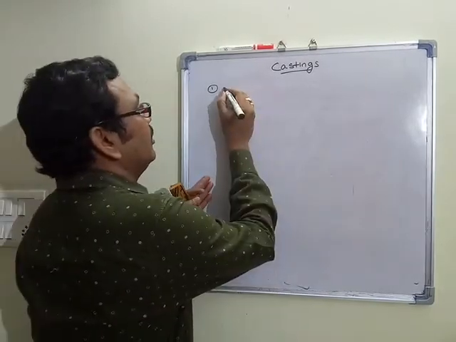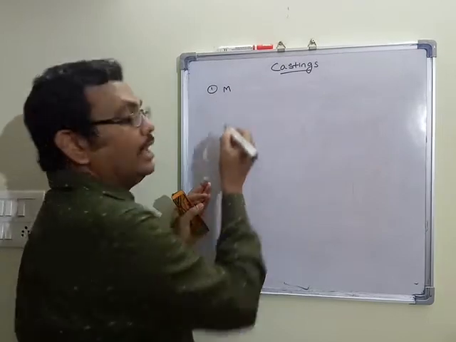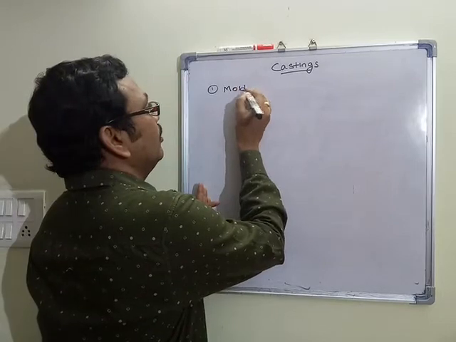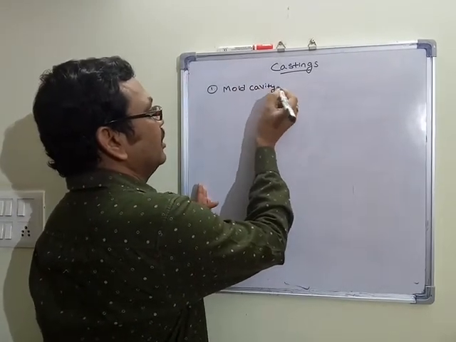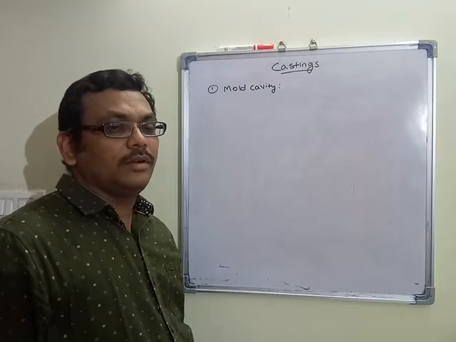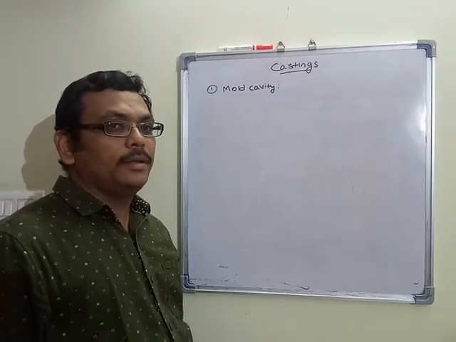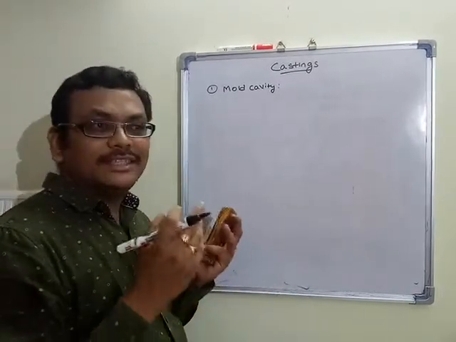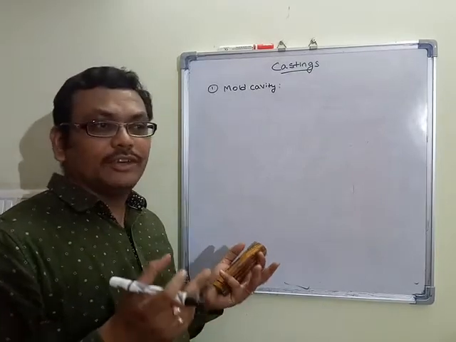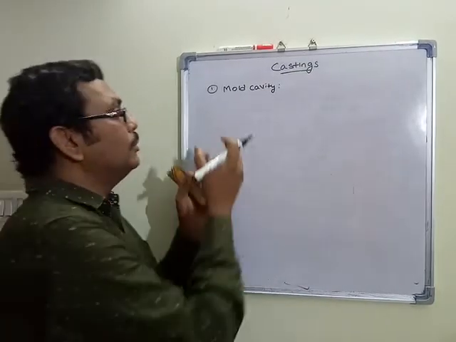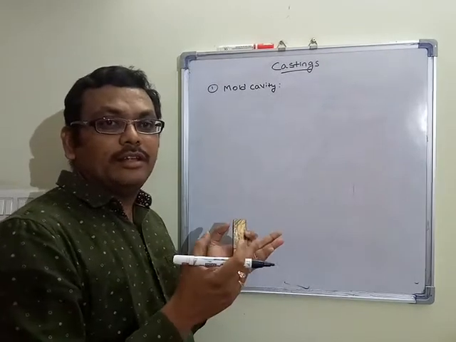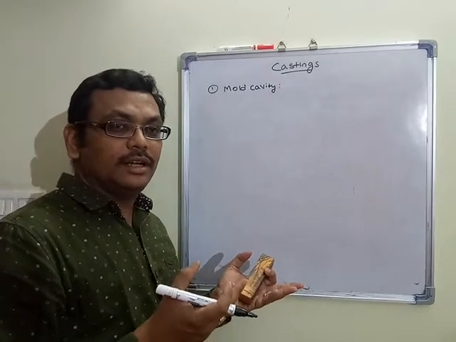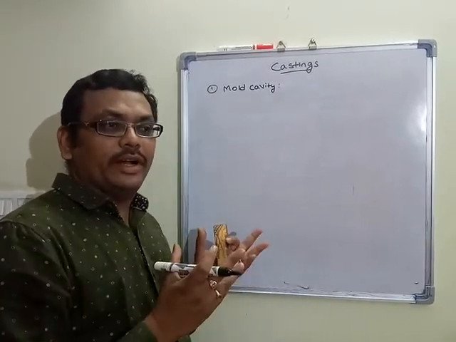In this, before producing a casting product or a casting component, we use a mold cavity. So this is produced by having the desired shape and size of the part. This mold cavity has to be prepared as per our requirement based on the size and shape of the component.